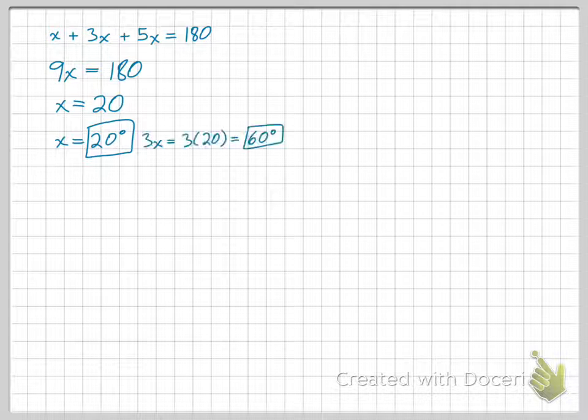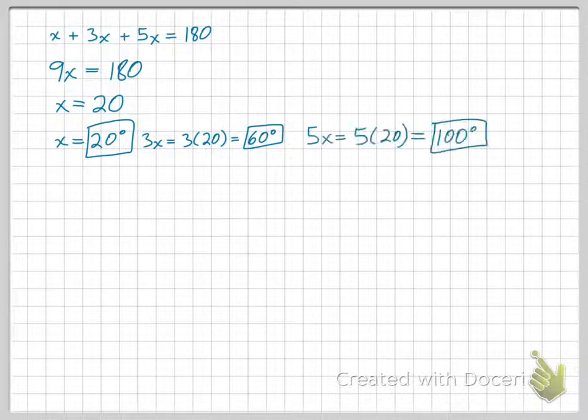The next one is 3x, so that's 3 times 20 degrees, or 60 degrees. And then the last one is 5x, or 5 times 20, which is 100 degrees. So we have our 3 angles. They are in a ratio of 1 to 3 to 5, and if you add them up, you would get 180 degrees. Okay?